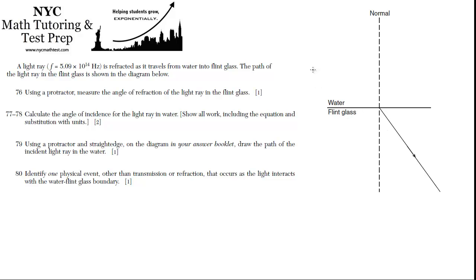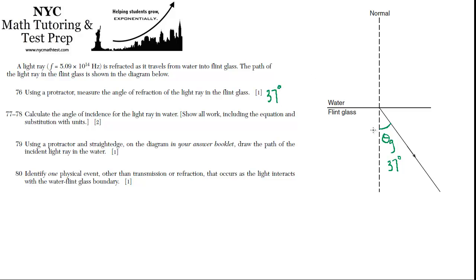So the first thing they're asking us to do is measure the angle of refraction of the light ray after it passes from one medium to the other, in the flint glass. So they want us to find this angle. I'll call this theta of glass, and we can just measure that. I don't have a way to do that with a protractor on the computer, so you'll have to take my word. But I measured it on paper, and it's 37 degrees. So that one you would do with a protractor.